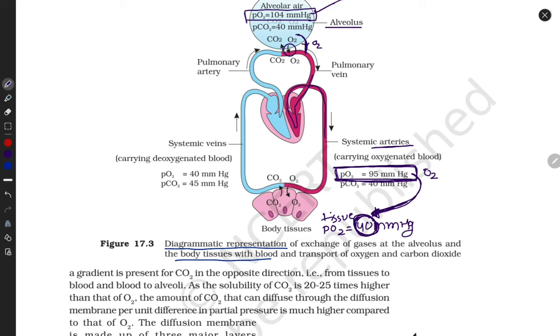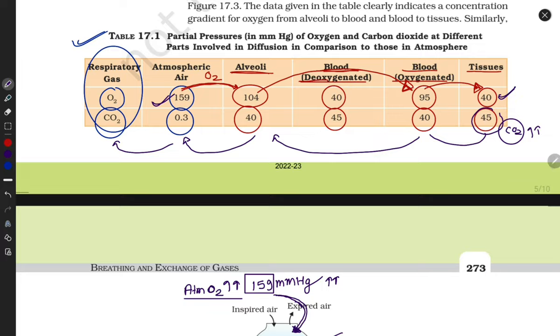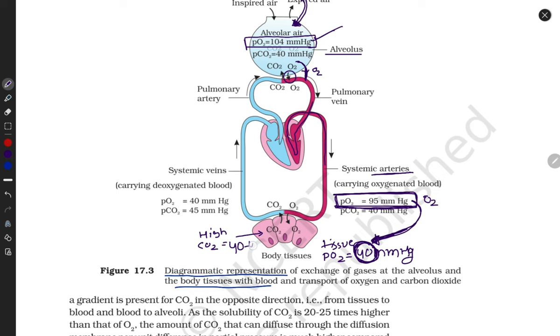Now oxygen is complete. Now let's talk about CO2. We know that our tissue contains high CO2. Look at here, what amount? 45 mmHg. They contain 40 to 45 mmHg. This is the amount of CO2 in tissue, and CO2 moves from here to here.